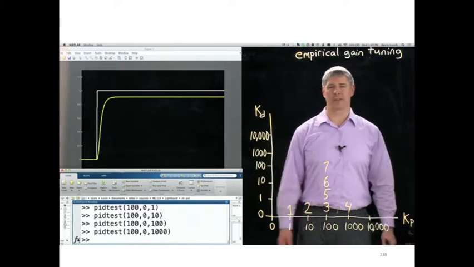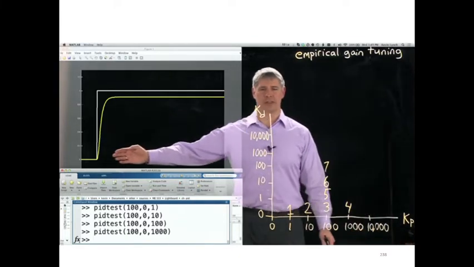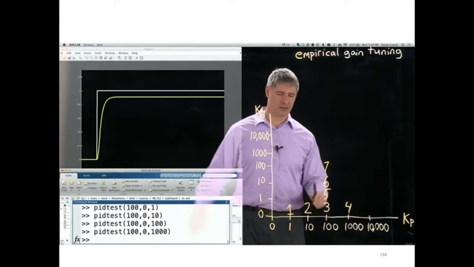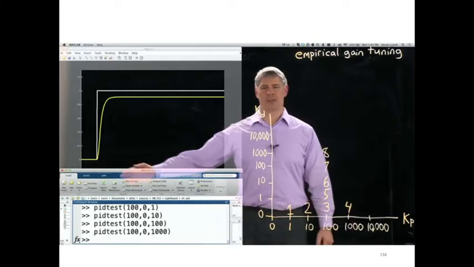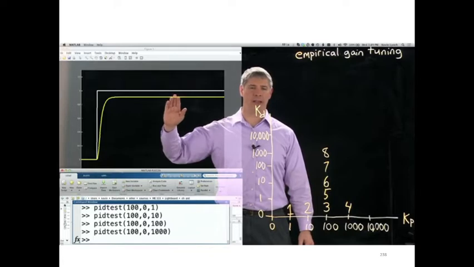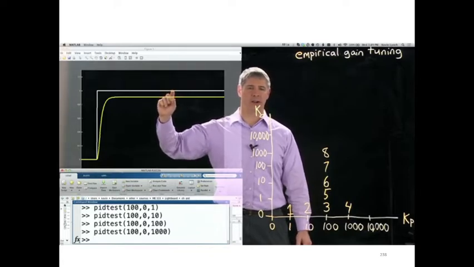Okay, now we're getting something that looks pretty good. So we're getting this smooth rise and settling. So this is guess number 8. Okay, so this response doesn't look bad. We still have some steady state error.